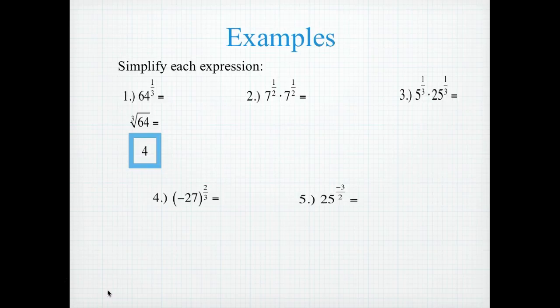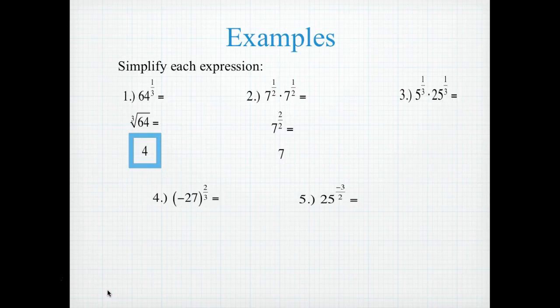Next, we have 7 to the 1/2 power times 7 to the 1/2 power. We're going to employ the same base property of exponents, where when you multiply exponents of the same base, we add the exponents. So that gives us 7 to the power of 1/2 plus 1/2, which is equal to 1, or 2 over 2 in this case. So 7 to the first power is equal to 7.